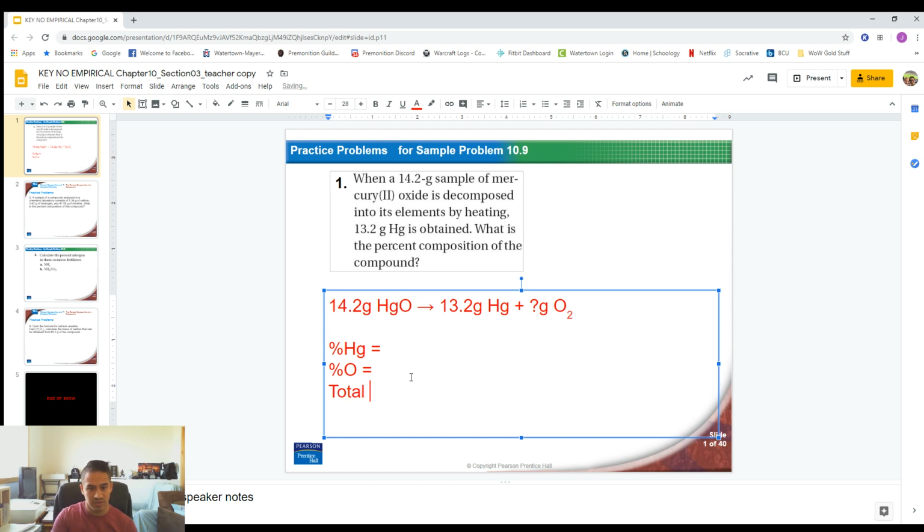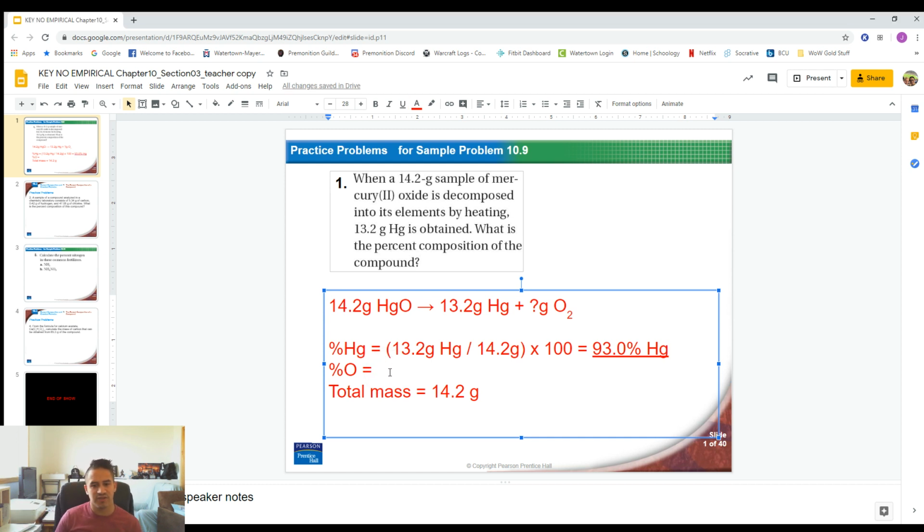All right, so in order for us to do this, we're going to have to take the total mass, which they're giving to us, 14.2 grams. And we're going to take each individual element's mass that they're giving us in the problem, divide that from the total, and then times 100 to get a percentage. So we're going to take 13.2 grams of mercury, divide that by 14.2 grams of the total, and then times that by 100 to get a percentage. Let's do this on a calculator to make sure that we get accurate answers here. So 13.2 divided by 14.2 times 100. And we'll round to three significant figures. So we get 93.0% for the mercury.